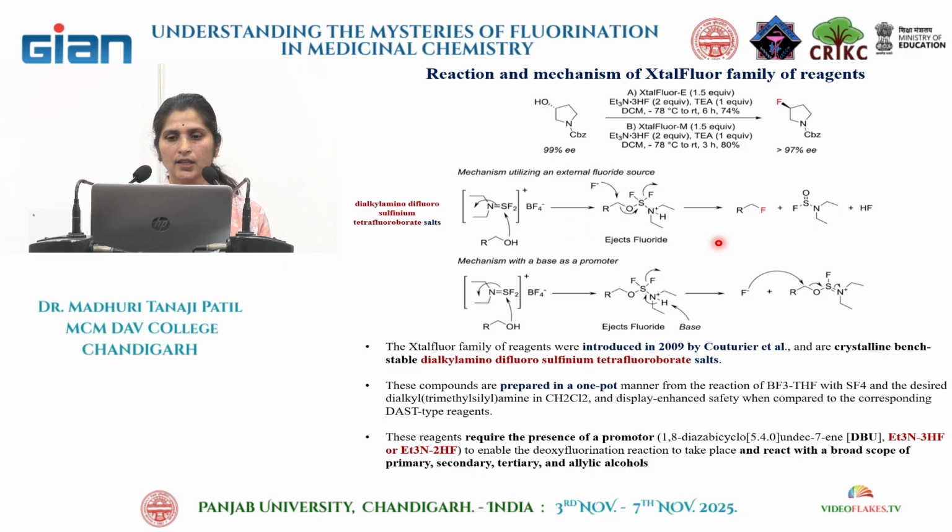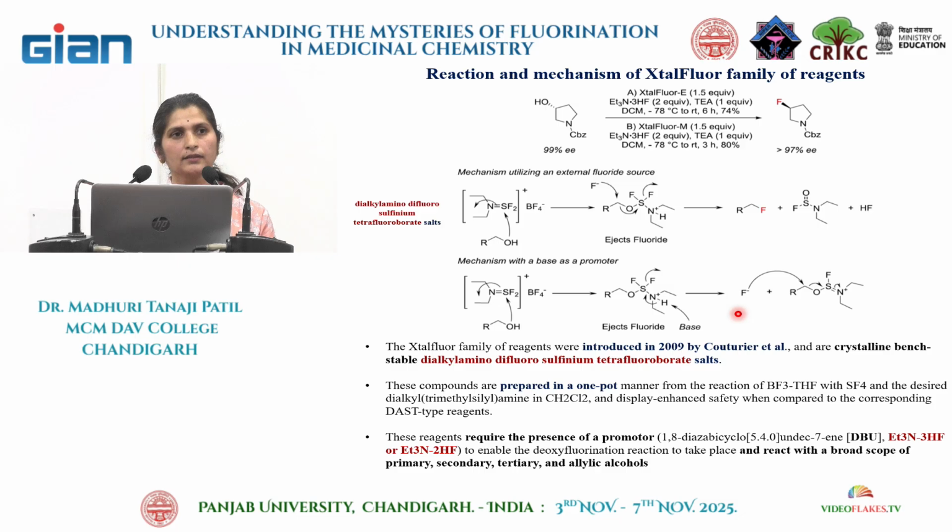So you have this reagent as well. Now here, if you use an external source of fluoride, that F minus from the external source will attack here in SN2 fashion, and you will get fluorine. If you are not using that external fluoride source, and you are using a base, then this base will promote hydrogen abstraction here. It will form a sulfur nitrogen bond, and then F minus will be ejected, and that fluoride ion will attack here, and you will get fluorine with inversion in configuration.